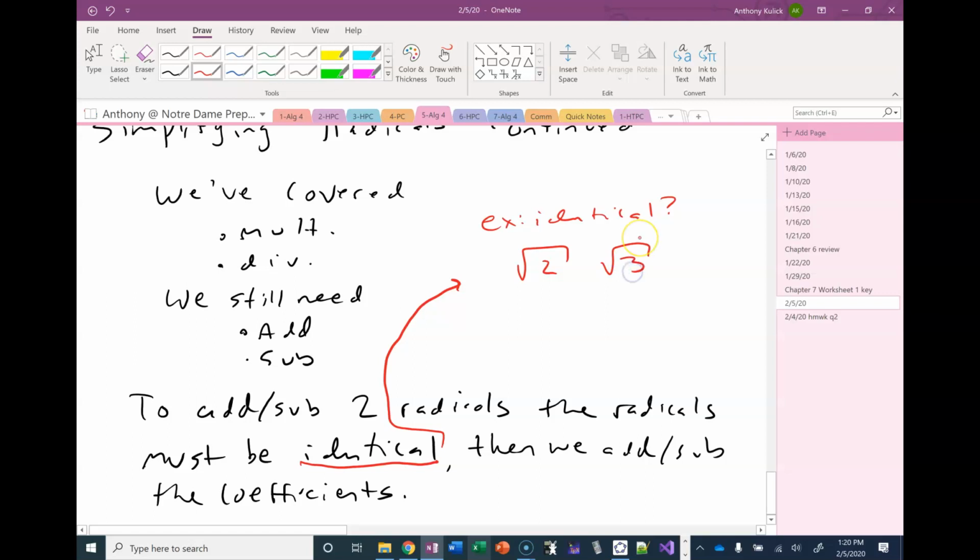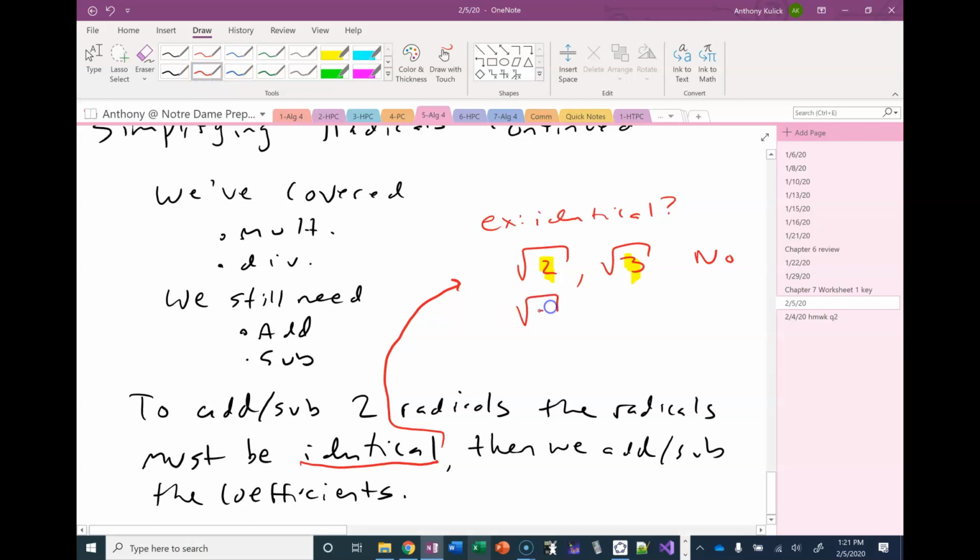How about square root 2 and square root 3? Are those identical? No, right? Why not? Because the radicands are different, right? The number underneath the radical.